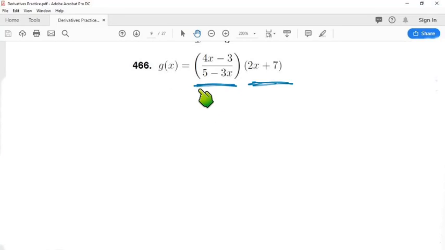I got this function and this function. That's what I first see. That's the first thing I see if I'm hovering over the problem, not going inside of it yet. I see two functions, and so I think product rule. And this is what I'm going to do. I'm going to take the derivative of the first one times the second, and I'm going to add the first one times the derivative of the second. That's what I'm thinking here.